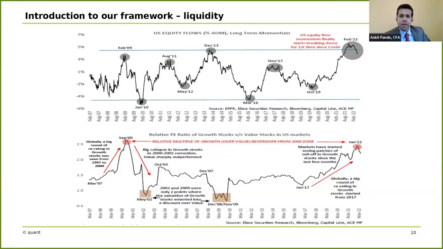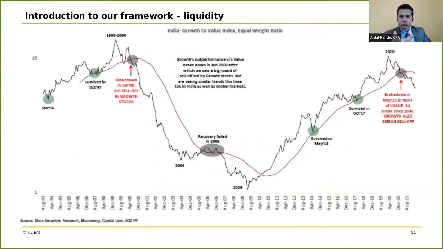And so on to the next slide, we see how the scenario is very similar in India as well. You can see that, again, this is a growth to value index, an equal weighted index. And once again, the particular ratio had survived lows in May 14 and October 17, but broke down last year in favor of value. So even in India, you can see the same kind of story play out.